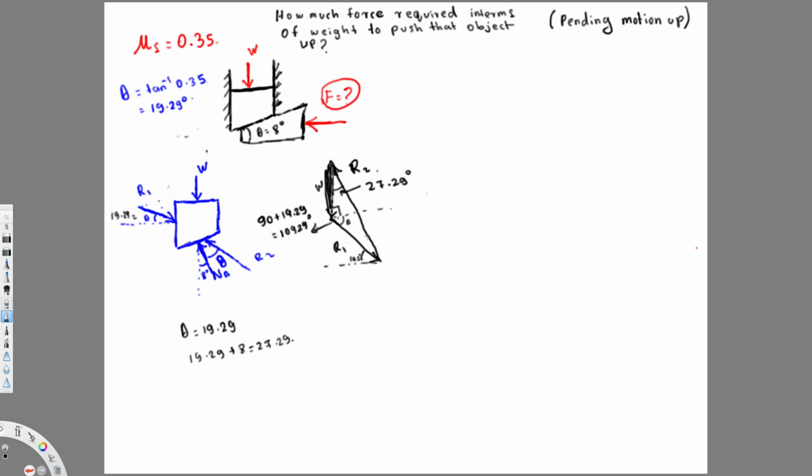From these two pieces of information I can calculate this angle. Because the total angle in the triangle is 180, so 180 minus 27.29 minus 109.29, which is equal to 43.42 degrees. So from this information I can now calculate this R1 and R2 in terms of W.